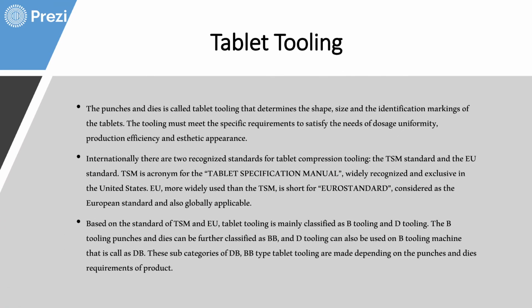Tablet tooling basically determines the tablet shape, size and the identification markings on the tablets. The tooling must meet specific requirements to satisfy the need for dosage uniformity, production efficiency and aesthetic appearance. In a nutshell, you can say that tablet tooling determines the size and shape of the tablet. When we talk about the tooling system, two standards have been established.